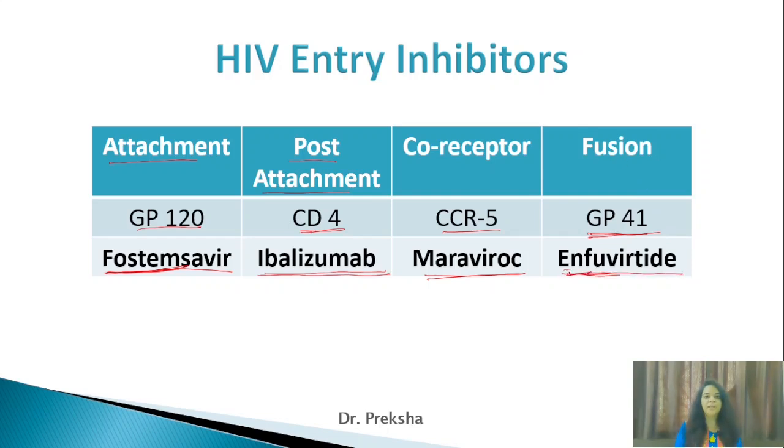EN stands for envelope and FU stands for fusion. This way you can easily remember that this drug is an envelope fusion inhibitor, and VR stands for it attacks on the virus. So this is about the HIV entry inhibitors.